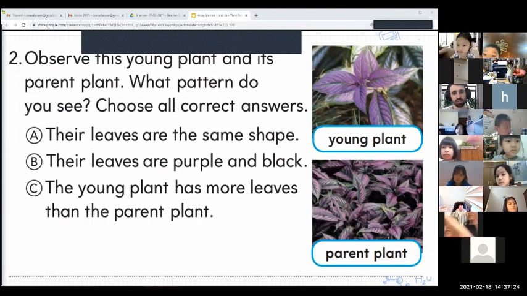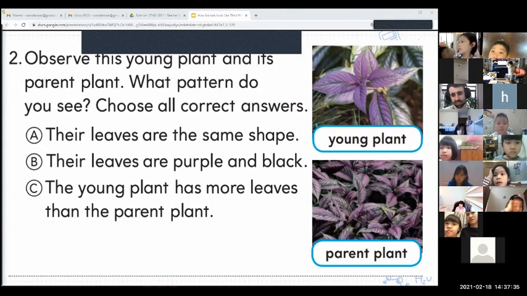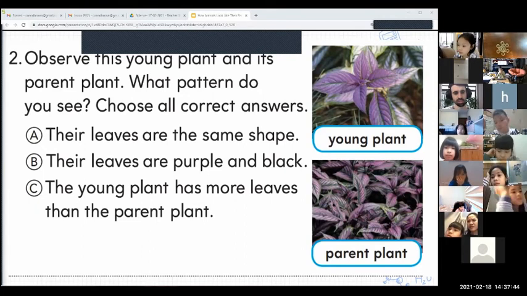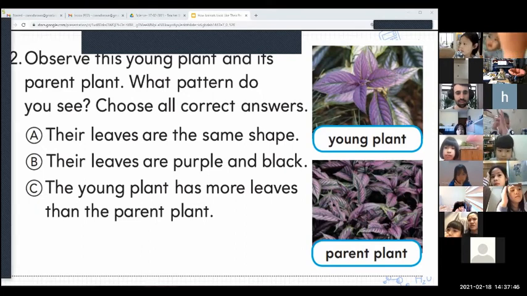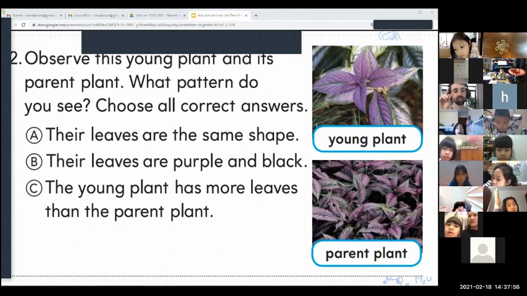Observe this young plant and its parent plant. What pattern do you see? Choose all correct answers. Is it that their leaves are the same shape? Their leaves are purple and black? The young plant has more leaves than the parent plant? There are actually 2 correct answers, so circle the 2 correct answers.